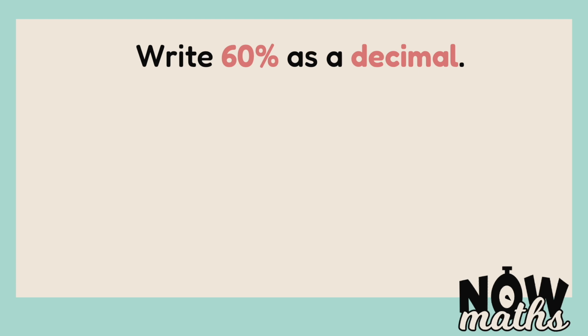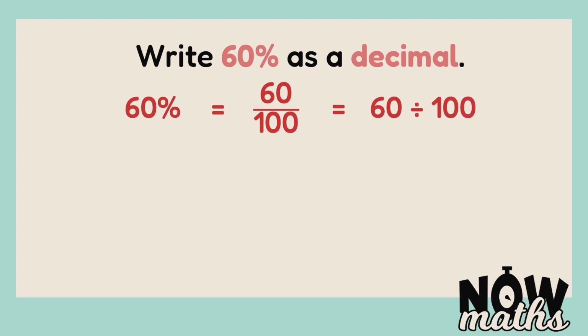For our first example in this video, we're going to write 60% as a decimal. Percent means per 100, so we can actually write 60% as 60 out of 100. 60 out of 100 is the same as 60 divided by 100. So let's try and work out the answer to 60 divided by 100. To do this, we're going to use place value.